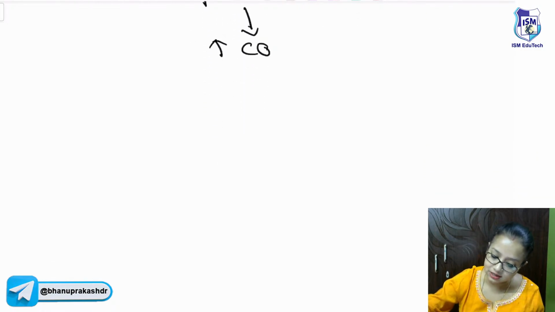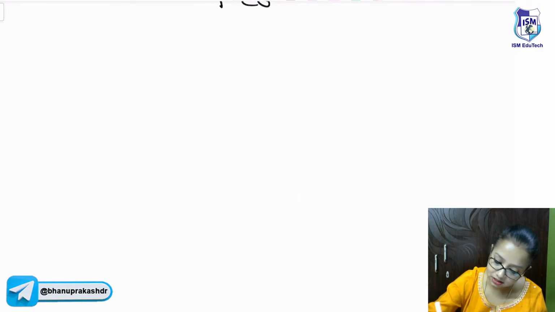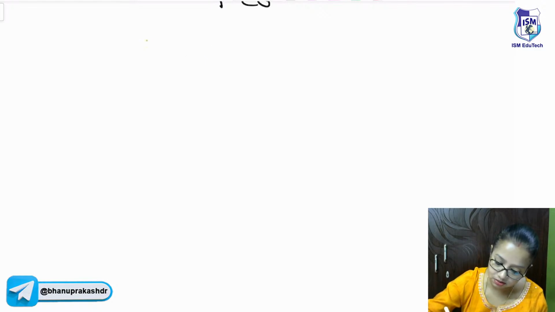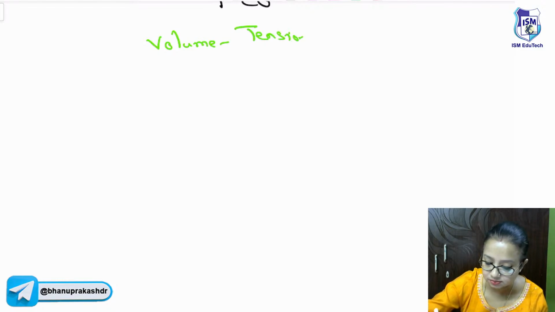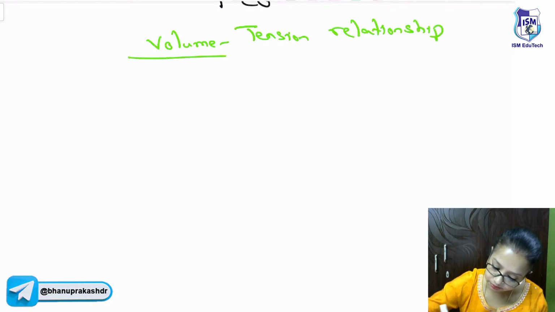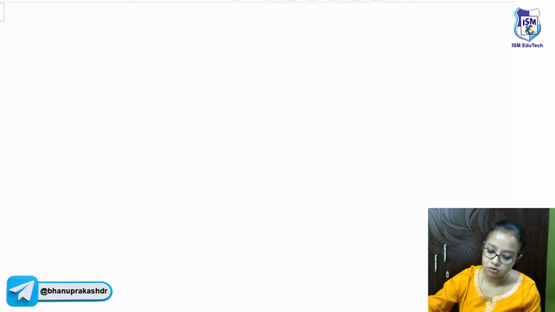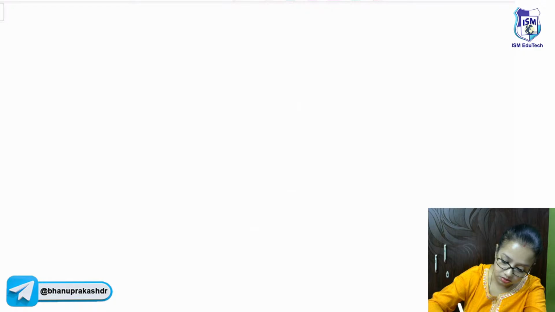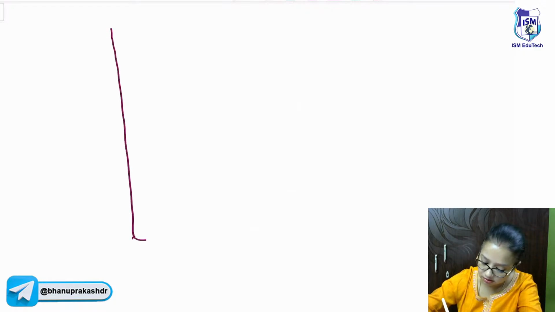Now, this they called the pressure. Or rather, the easy way to remember is, why use two terminologies? Just one: volume tension relationship. Now, there is a graph also which helps us understand what they have proposed. So, this is the graph.